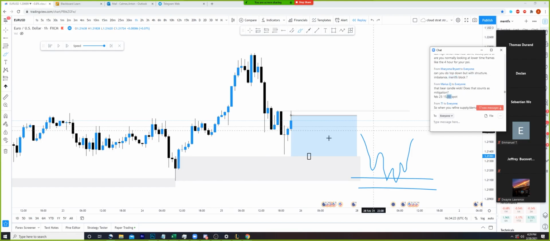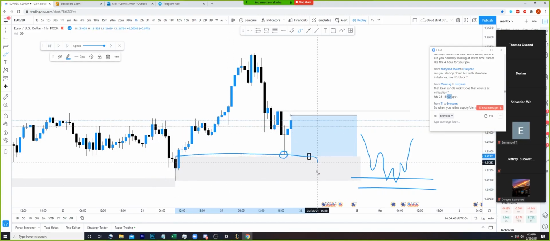February 25th, 15 spot. Does this one count as mitigation? No. Well, it counts as mitigation of this MentFX block, right? So this overall demand zone is actually being mitigated. However, it has not mitigated the demand zone that I'm interested in. Hence, actually, why I was still interested in sells.